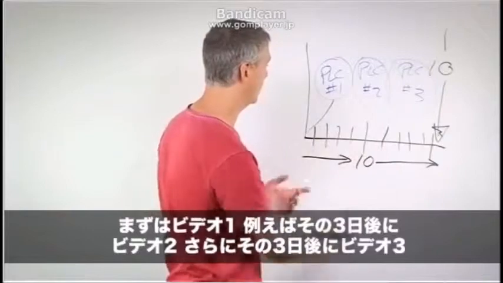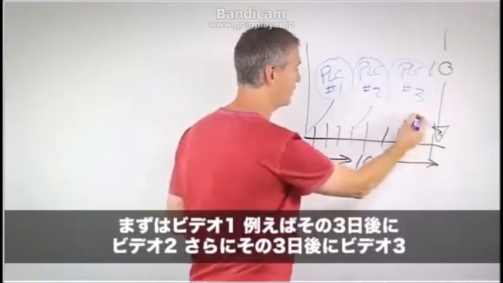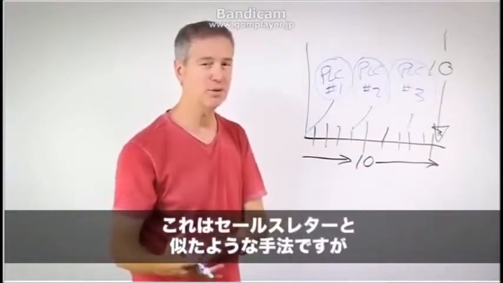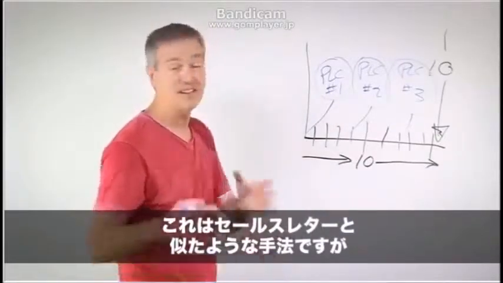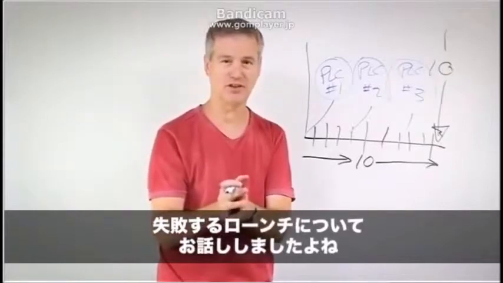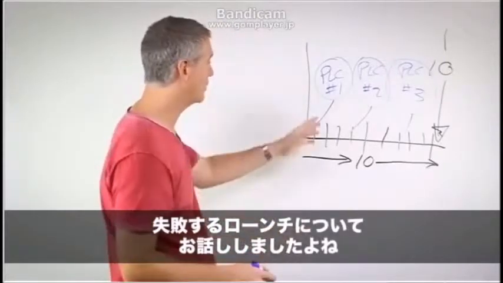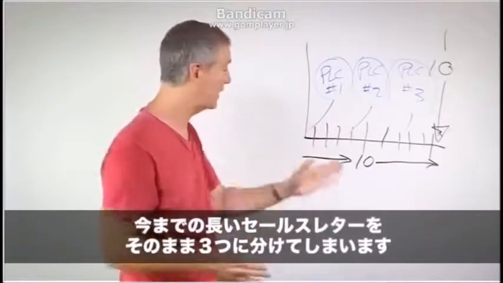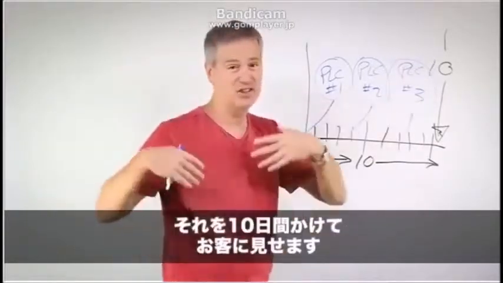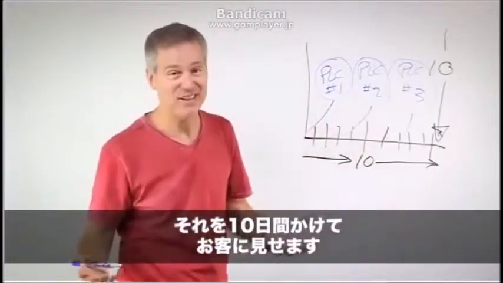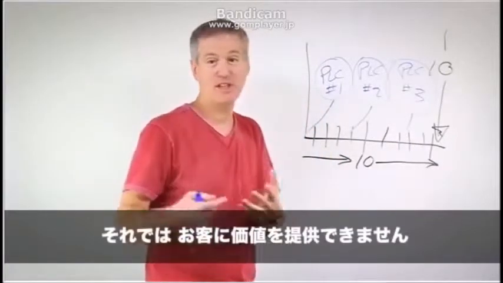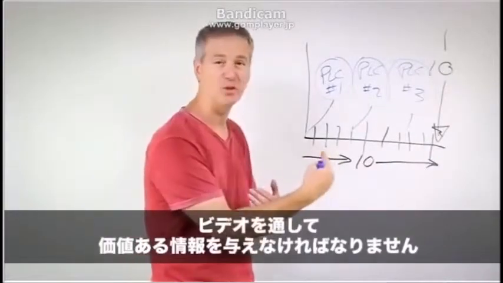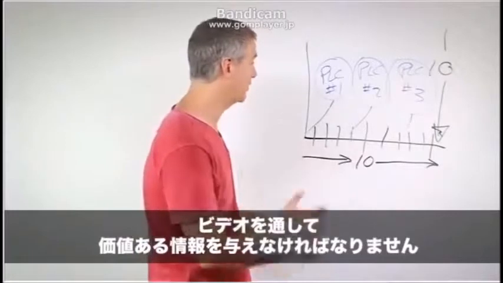You release that first video, and then maybe 3 days later, you release the second video. 3 days later, you release that third video. And you're doing something similar to what you do with the sales letter, but remember I told you there were these broken launches. In these broken launches, what people do is they go literal with that sales letter. They take the sales letter and they split it into 3 pieces, and then they're just giving this long 10-day sales letter. And the problem is they don't create any value. What you want to do is create real value as you move through these videos.